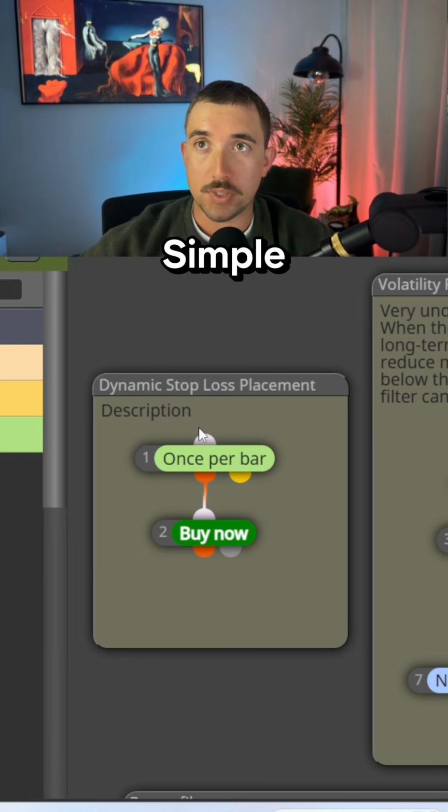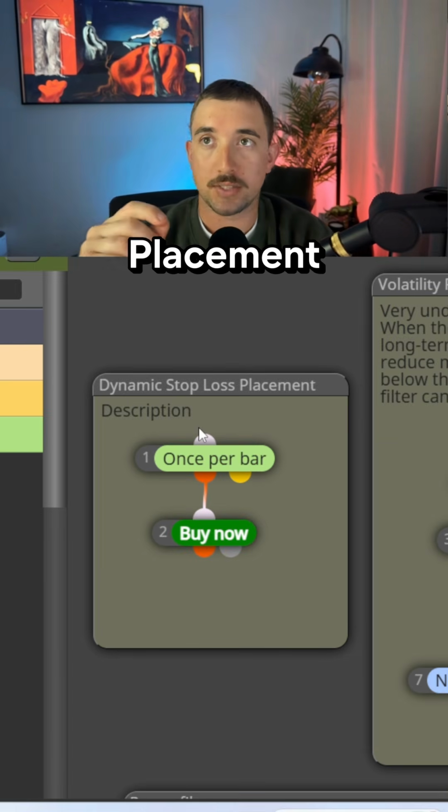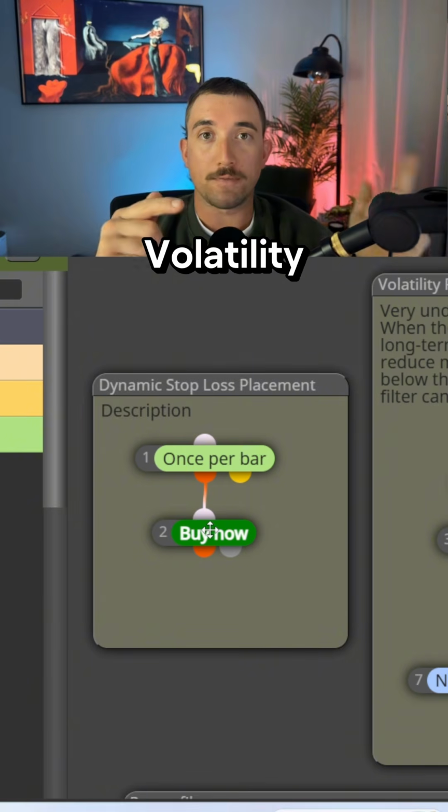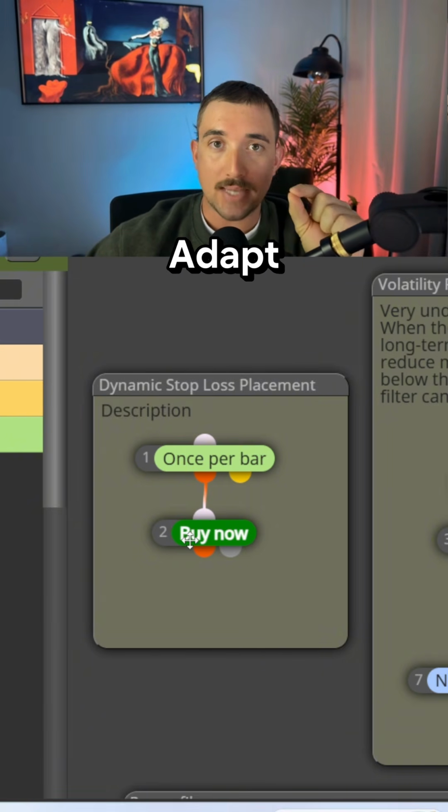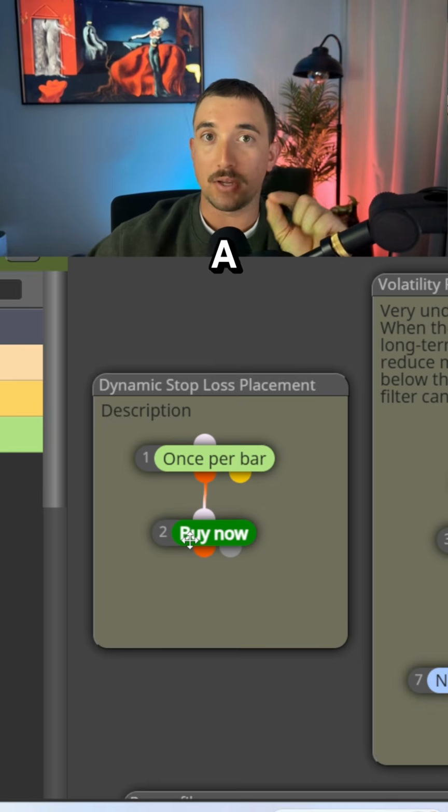First one is stupid simple, which is a dynamic stop loss placement. As we know, market regimes and volatility can change over time. 5 years, 10 years. So how do you adapt dynamically to the markets without having a fixed stop loss?